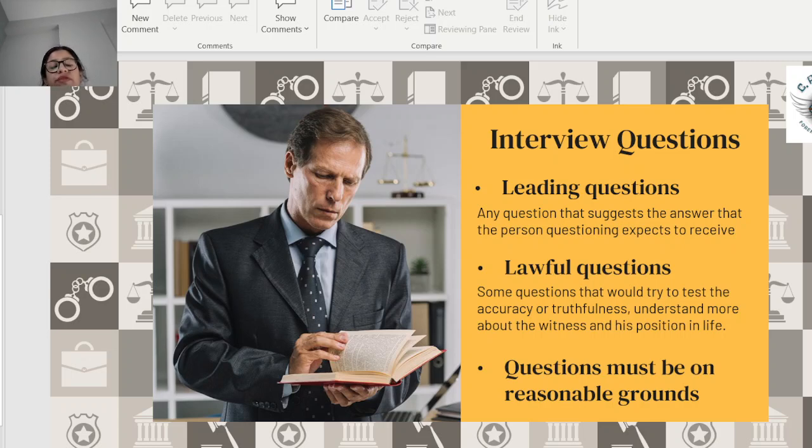You should always observe the body language and consistencies in the responses of the witness, and you always have to be very patient with hesitant or emotional witnesses. Okay, these are basically the key points that you have to keep in mind.